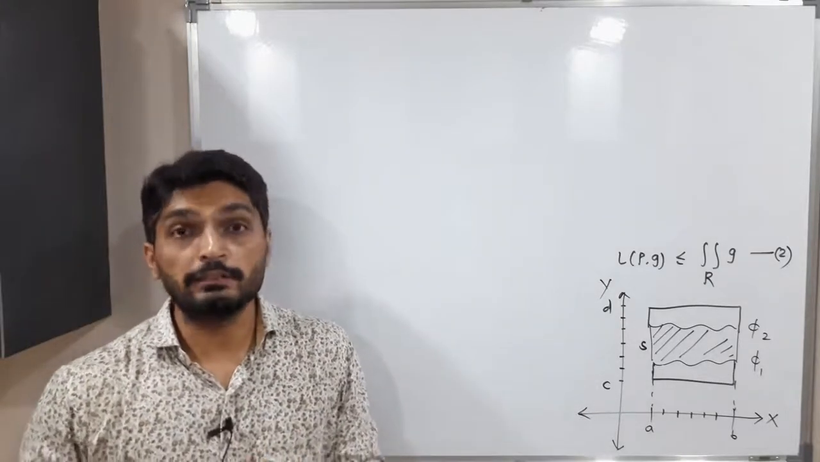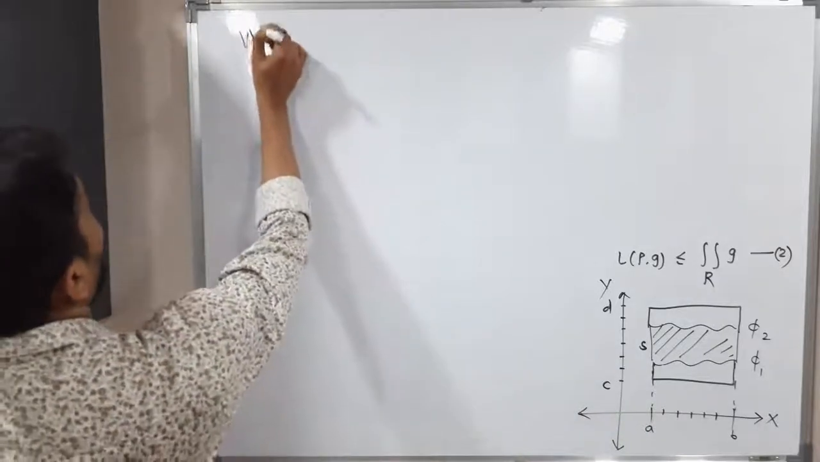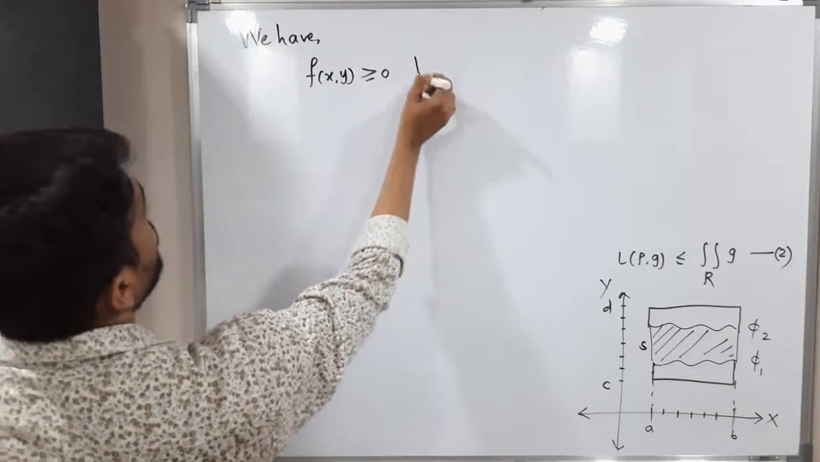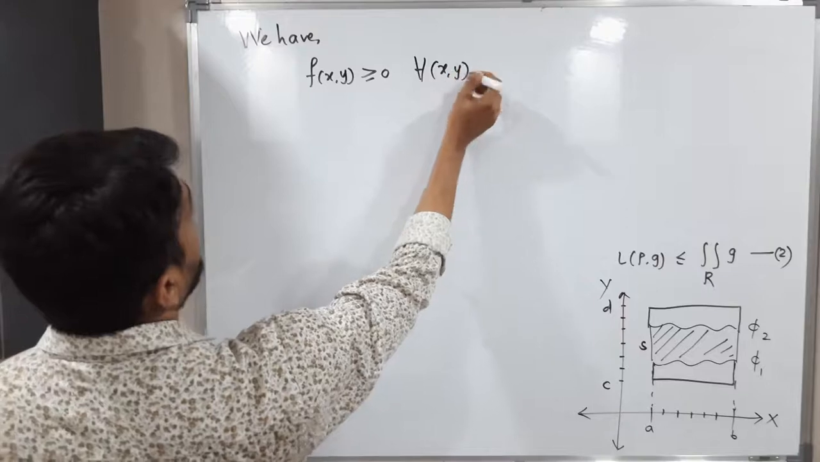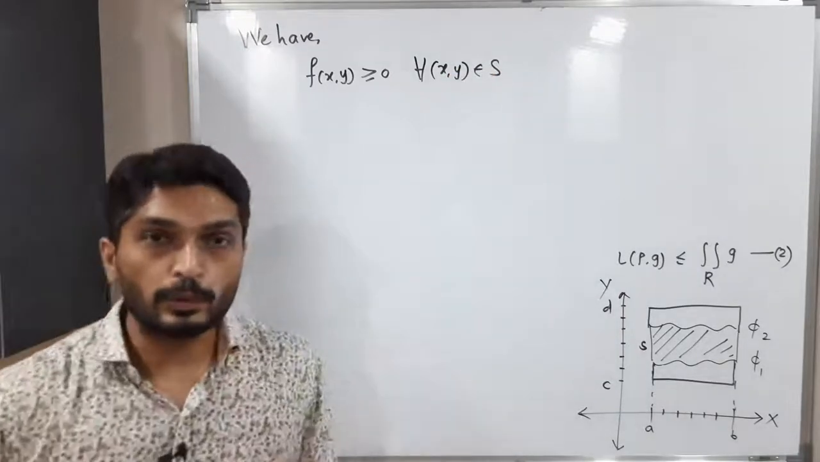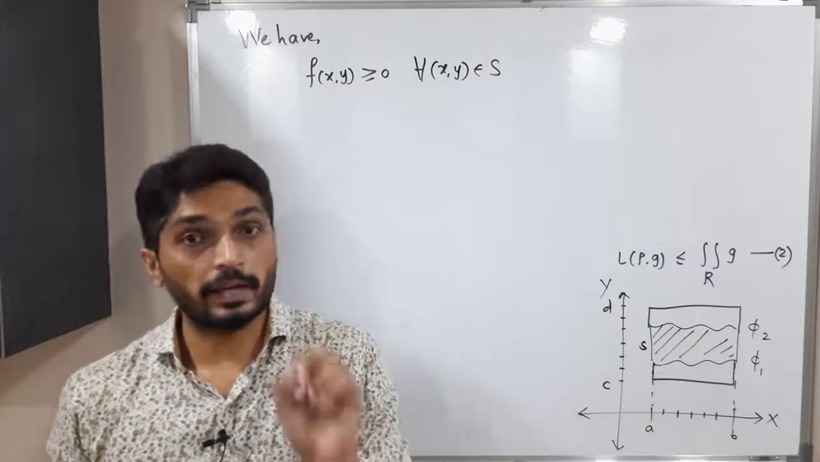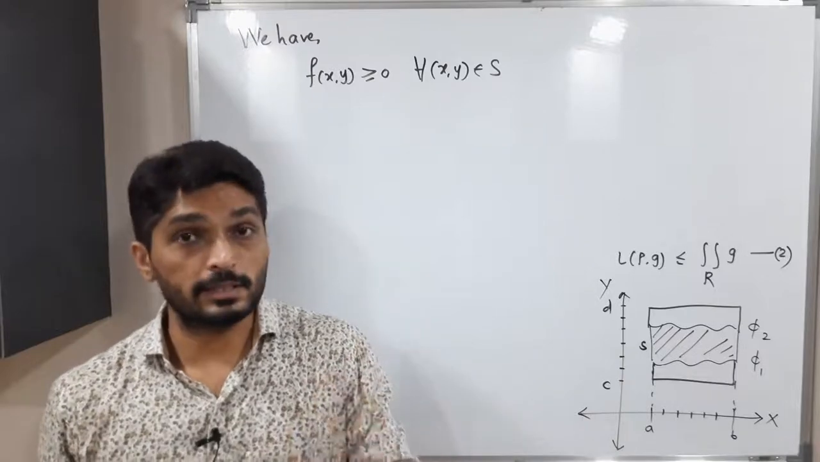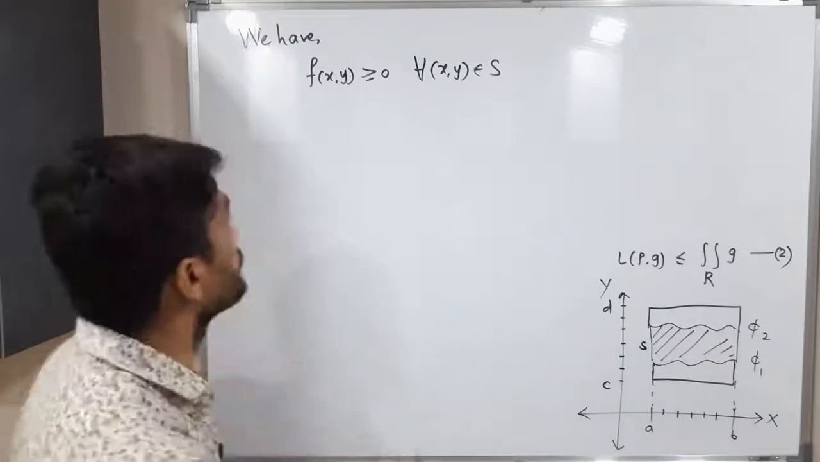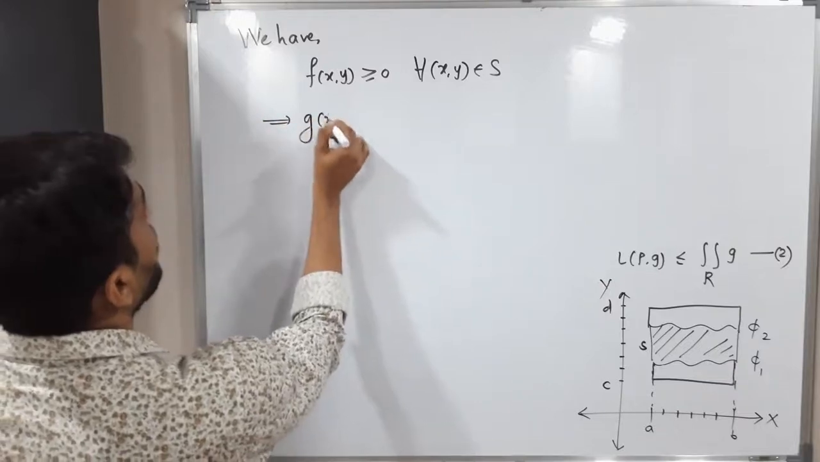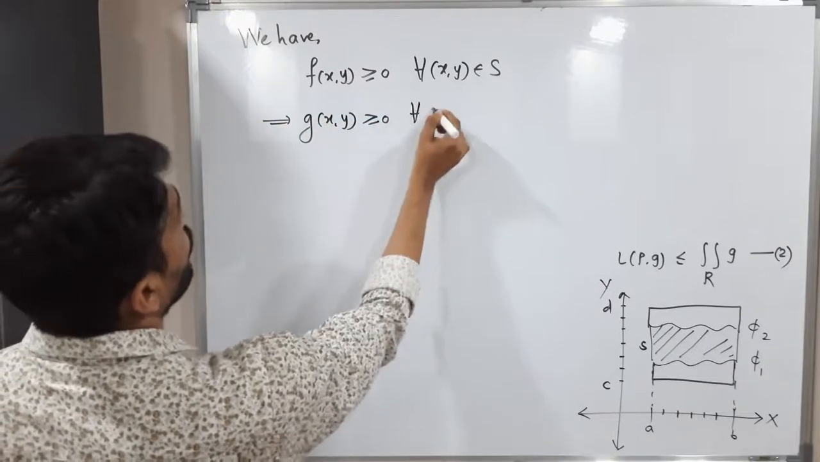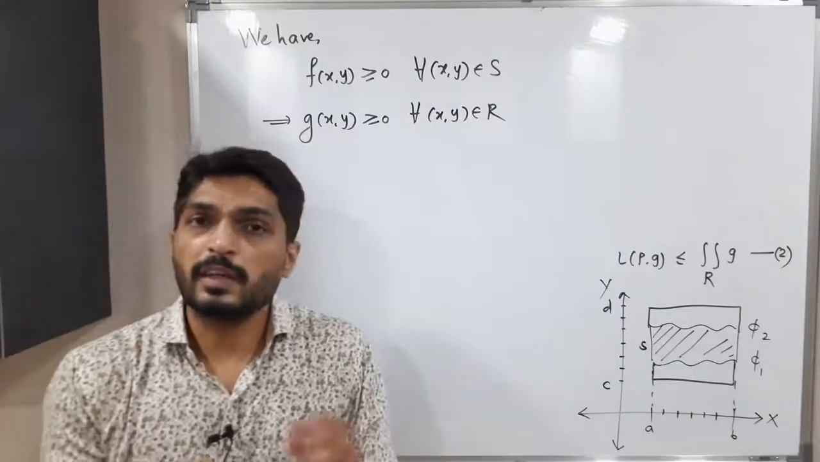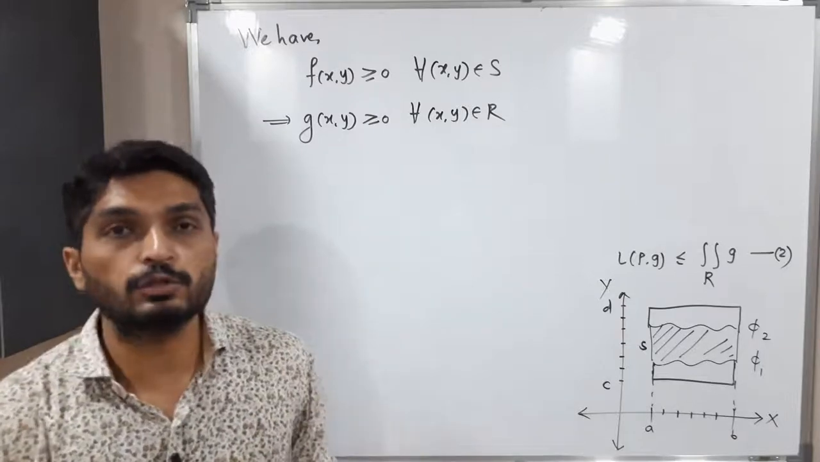Let us come back to the given information. What we have, let me write. The important information is f of xy is greater than or equal to 0 for all xy in S. You are familiar with the definition of g. The values of g and f are the same for this region S, and if you go outside region S, the value of g is 0. So obviously g is also greater than or equal to 0. So g of xy is also greater than or equal to 0 for all xy belonging to that rectangle R. If a function never takes a negative value, then its infimum is also greater than or equal to 0.